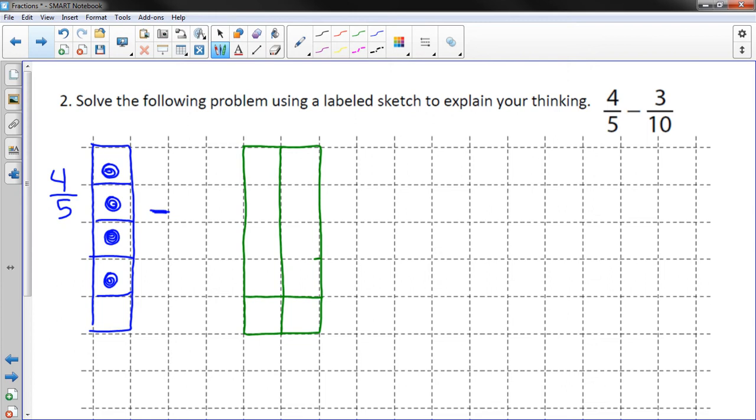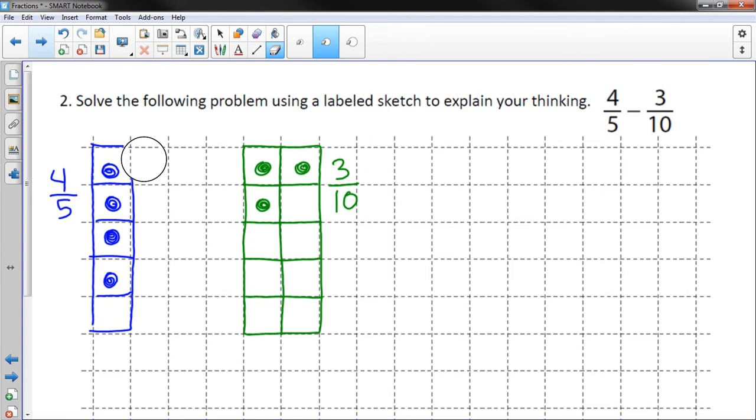And what you're going to notice is that those rectangles are not the same size yet. So you have to change one of them. Do you know which one to change? You have to change the first one, the 4/5, and make it tenths. So let's do that real quick. So be aware of that.